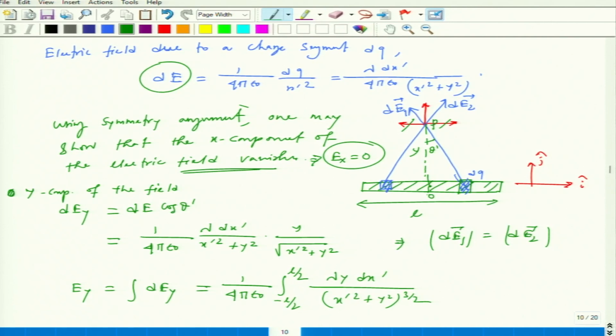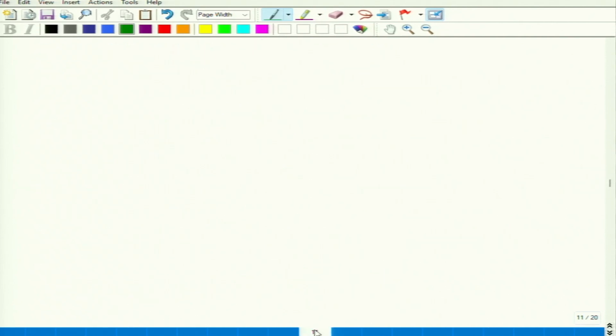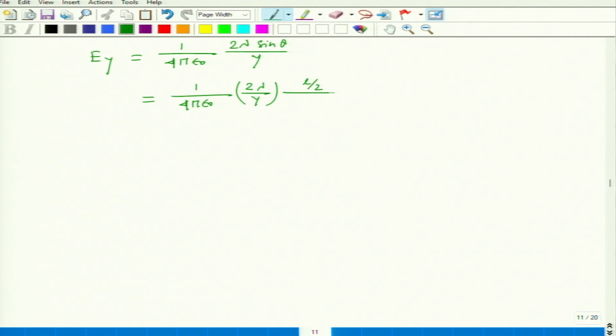I am leaving this integral for you to calculate at home. This is your homework, and we finally get Ey equal to 1 over 4 pi epsilon naught, 2 lambda sin theta over y. That is, 1 over 4 pi epsilon naught, 2 lambda over y times (L by 2) over the square root of y² plus (L by 2)².